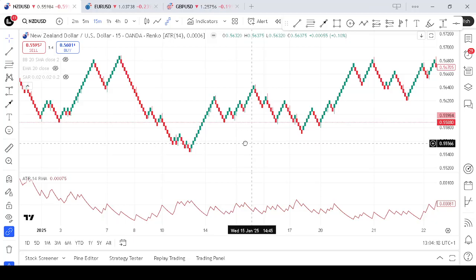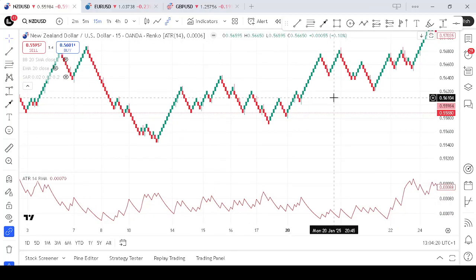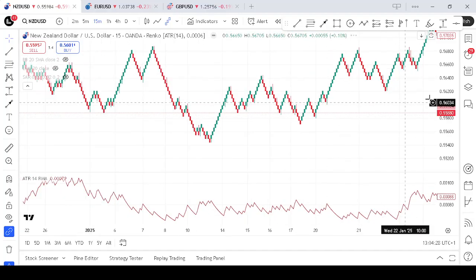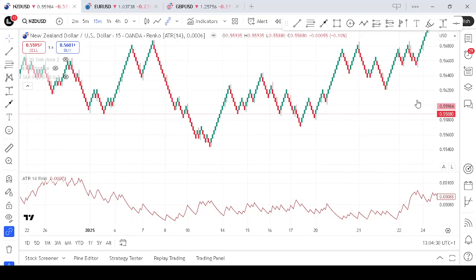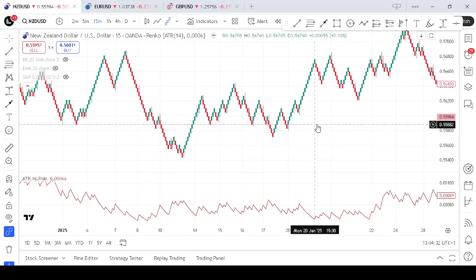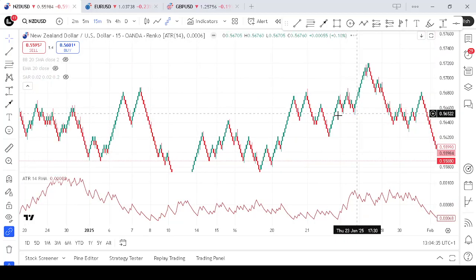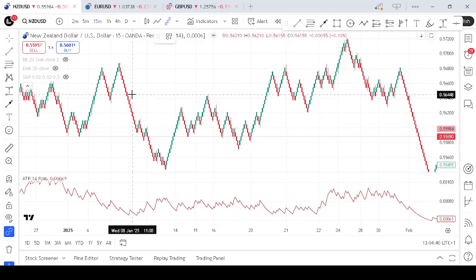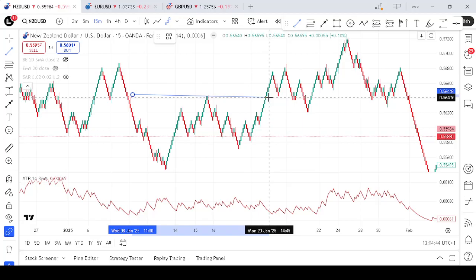The second step is to identify your key levels. Once your Renko chart is set up, identifying them is as important as setting this up. You have to identify your key support and resistance levels, because these levels will serve as breakout zones. Now let's not forget your key support and resistance levels are previous swing highs and lows.